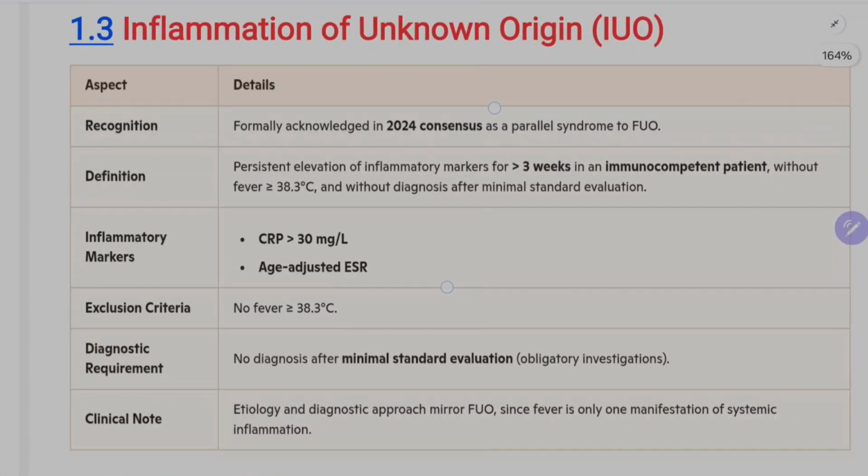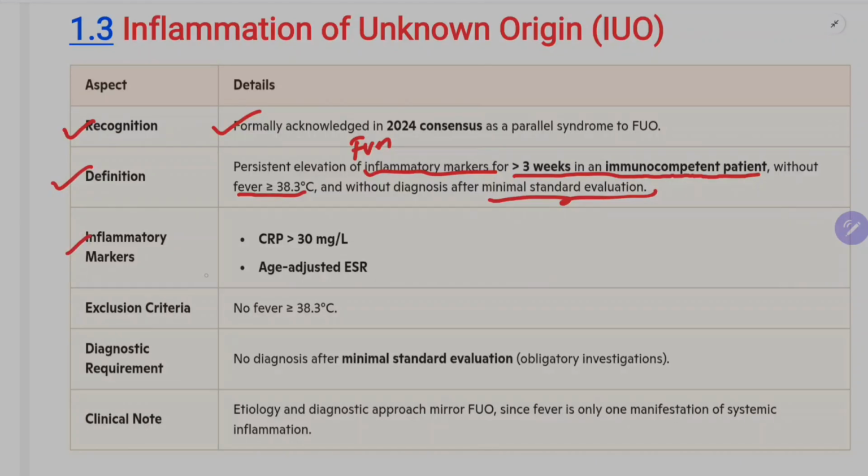So recognition of this thing, inflammation of unknown origin or IUO, was formally acknowledged in the 2024 consensus as a parallel syndrome to FUO. Definition: persistent elevation of inflammatory markers for more than 3 weeks in an immunocompetent patient. So this immunocompetency is important. It is not immunocompromised, it is an immunocompetent patient. So it is not fever, it is inflammatory markers in an immunocompetent patient without fever of more than 38.3 degrees Celsius and without diagnosis after minimal standard investigations. So instead of fever you have elevated inflammatory markers here.